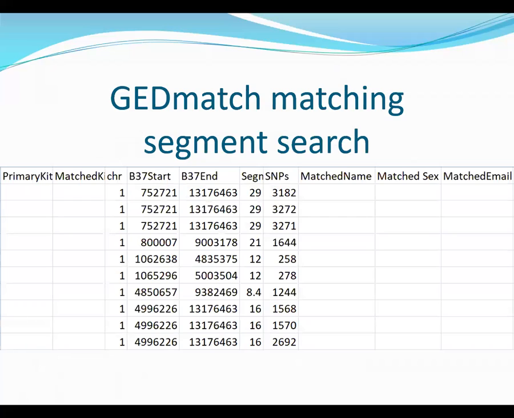Here's what the matching segment data looks like. You get the start and stop positions, the number of shared centimorgans and SNPs, as well as the match name and their email address so you can correspond with them, but I've left them off the slide.